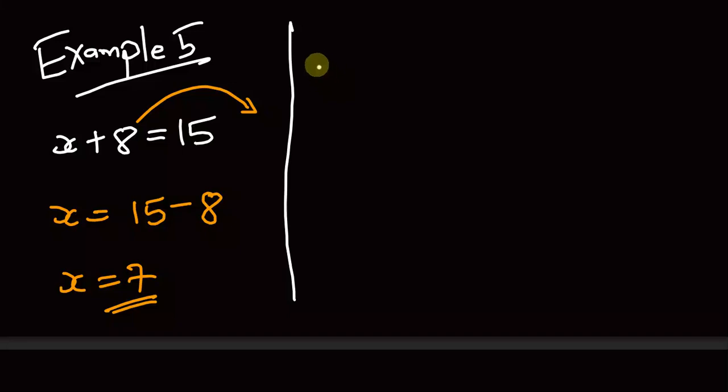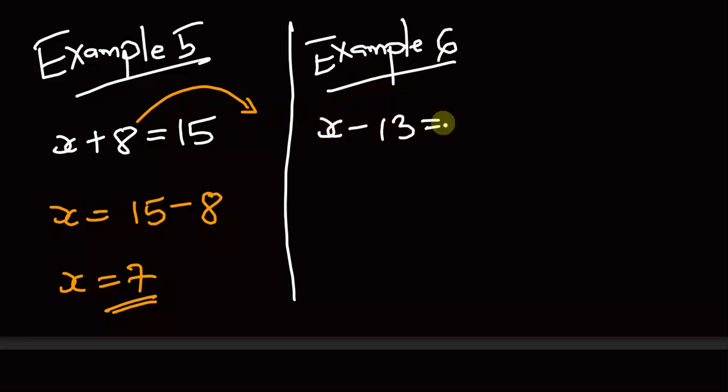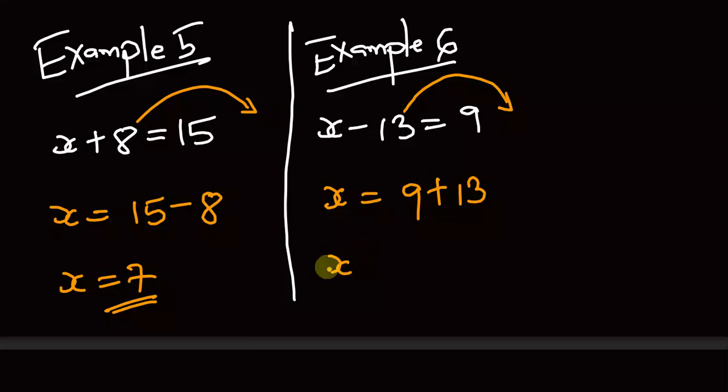Let's look at example 6. x minus 13 is equal to 9. Try it out. We want to find the value of x. So the value of x will be equal to 9. When we take the negative 13 to the other side, it will change sign from negative to positive. So plus 13. Therefore, our value of x will be 22.